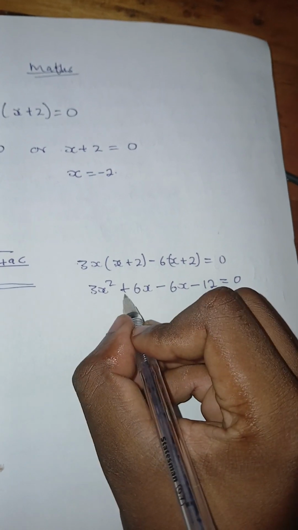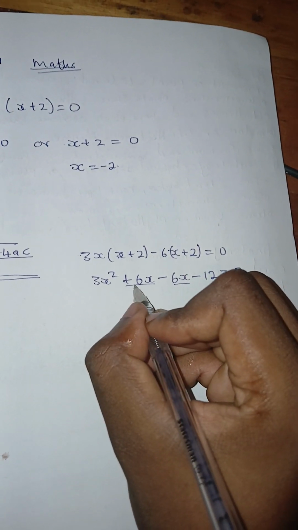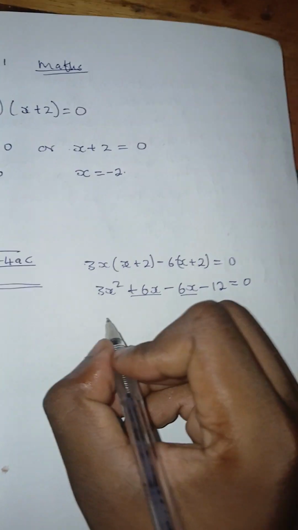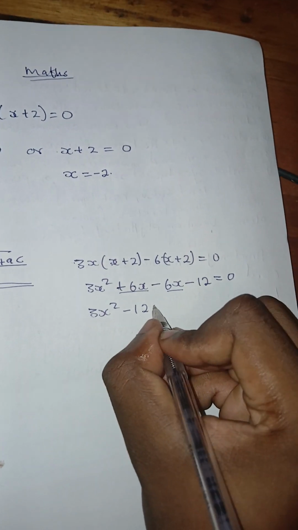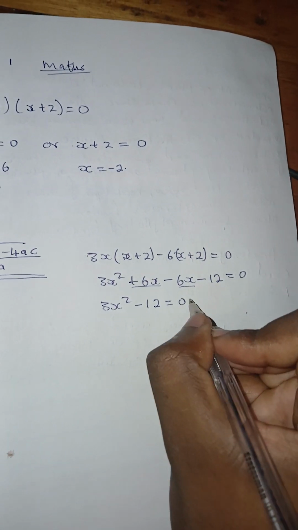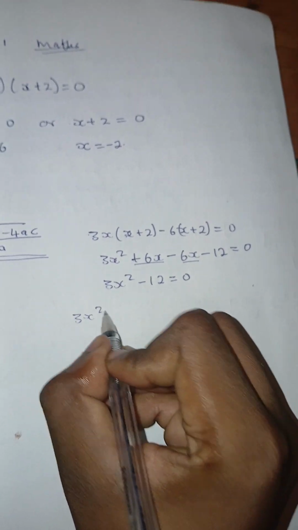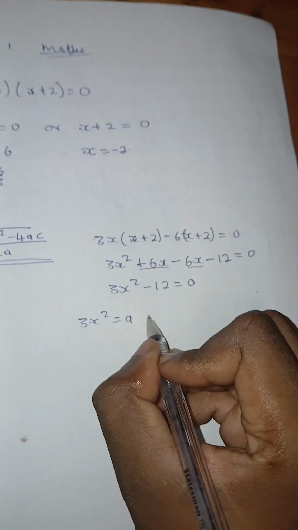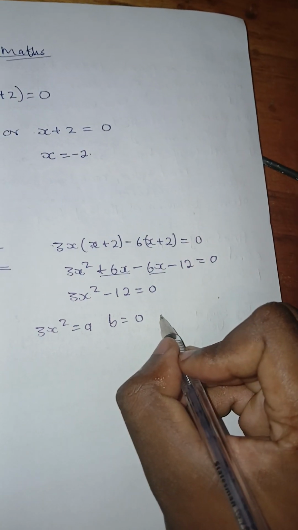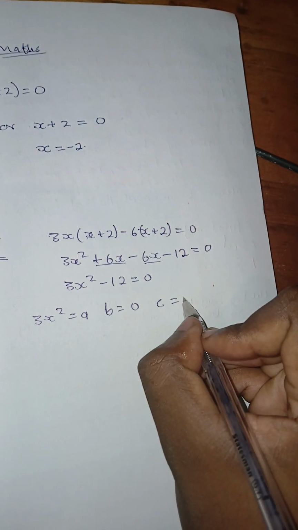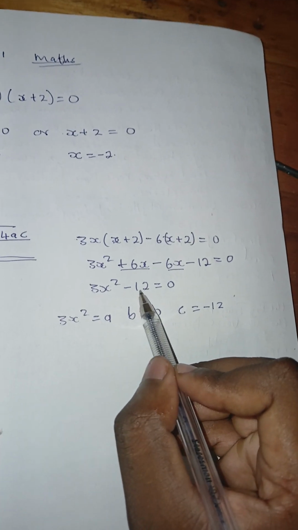You can see this one is positive, this one is negative, and these cancel. We're left with 3x squared minus 12 is equal to 0. And we can say a is equal to 3, b is equal to 0, and c is equal to negative 12. We're going to substitute these values.